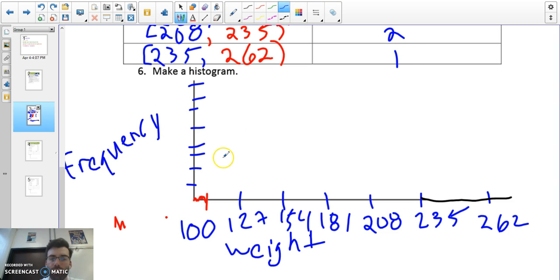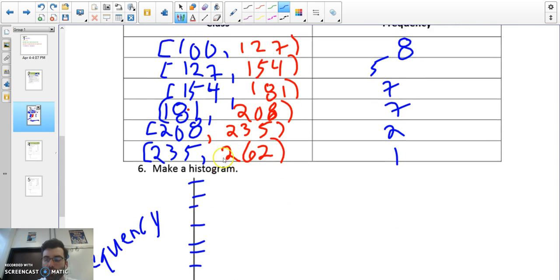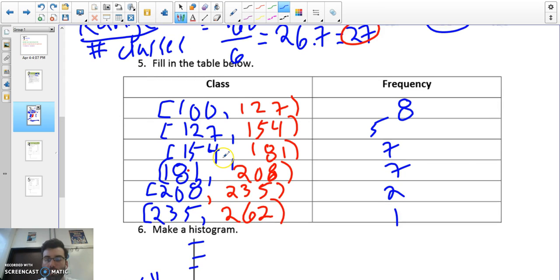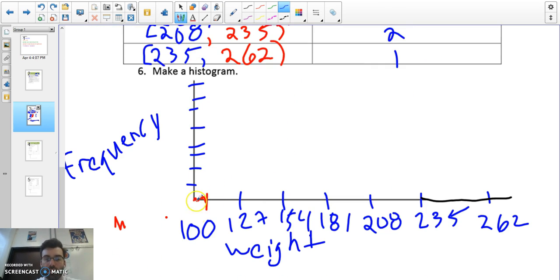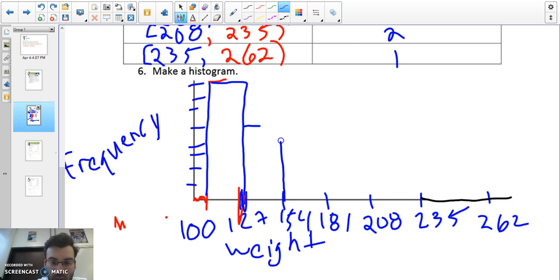Now, when you're making your histogram, you make little bar graphs. My first one, the frequency was 8. So I go up to 8, draw my line across, and drop it down, just like that. You connect your frequencies. My next one from 127 to 154, the frequency was 5. So I make a line at 5 and bring this line from 154 up to 5.